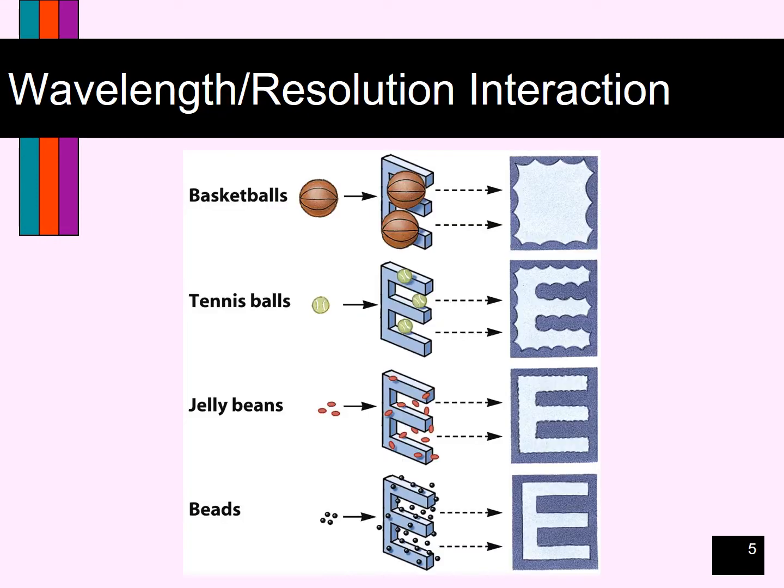I like this figure because it shows the relationship between wavelength and resolution. So remember, resolution equals the wavelength over 2 times the numerical aperture. So the R is equal to the wavelength, and when the wavelength gets smaller, the R value gets smaller.